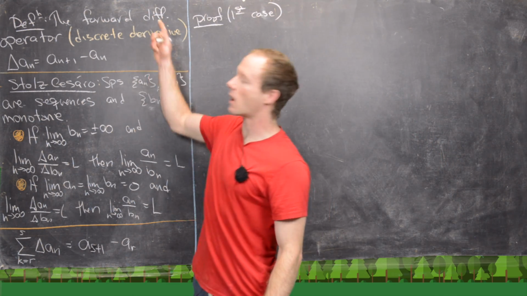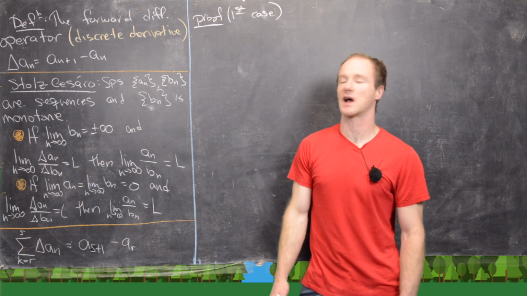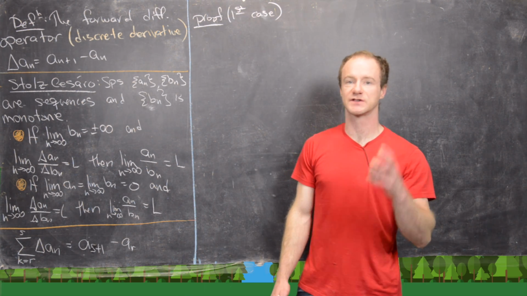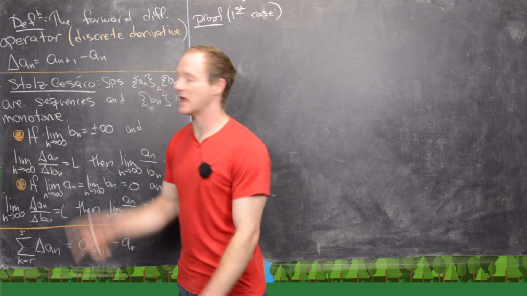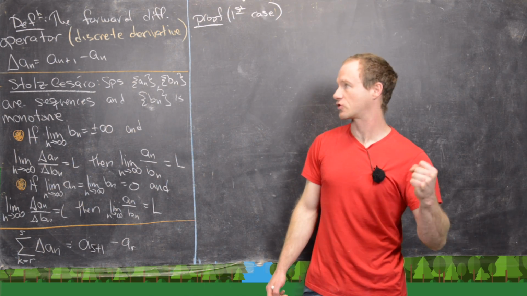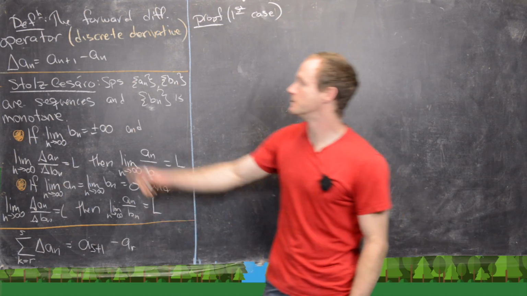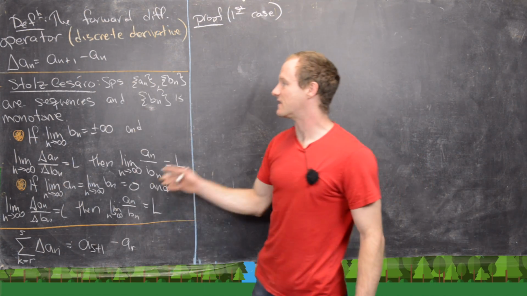I want to do this all in terms of something called the discrete derivative or the forward difference operator. So let's define that first. If you've got a sequence a_n, then delta a_n, the forward difference operator acting on a_n, or the discrete derivative of a_n, is a_{n+1} minus a_n. And then we can state this theorem.